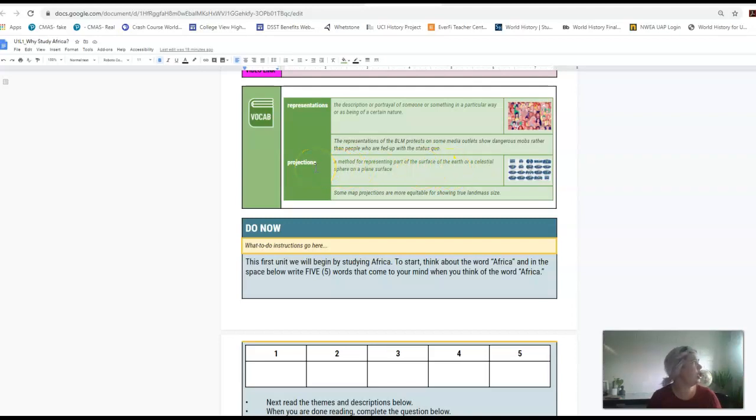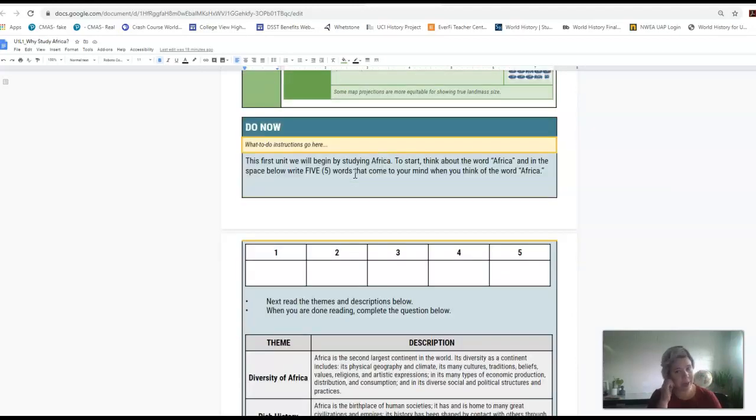The second word is projections. So sometimes a projection can mean talking louder, so you're projecting your voice. In this particular usage, we're using it as it applies to geography. So a projection is a method of representing part of the surface of the Earth or a celestial sphere, so like a planet, on a plane surface. So if we smooshed out the globe, how does it look? That's a projection. And the sentence that goes with this is, some map projections are more equitable for showing true land mass size. So we'll see that today in this first part of the lesson.